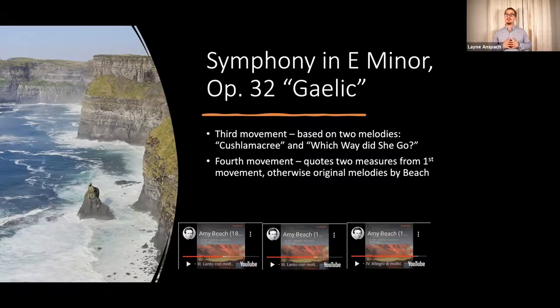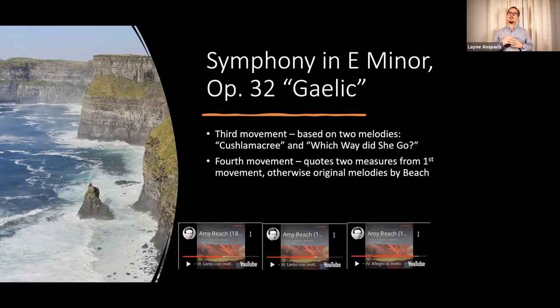And the interesting thing about this piece is that, in direct contrast to the Brahms, this was a hit from the very first performance, so much so that it actually was performed three more times in the same season whenever it was premiered.